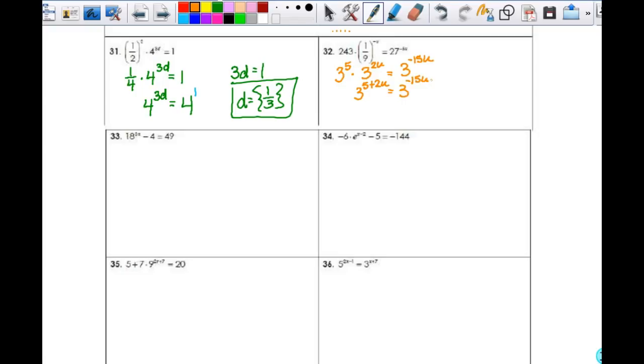Now I get to use the one-to-one rule. And these don't even have to be cleaned up. I mean, they are here, but I have a single exponential with the same base on either side. So now I get to say that 5 plus 2u equals negative 15u, which means that 5 equals negative 17u, and u equals negative 5 over 17.